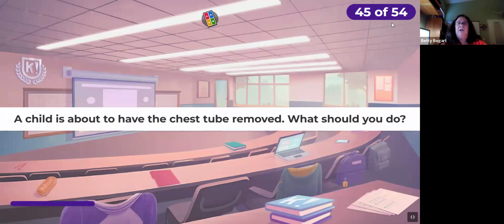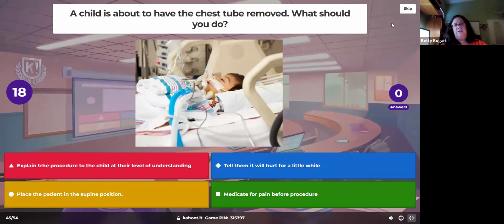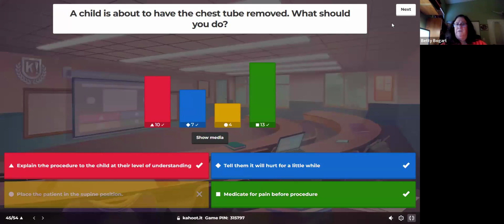A multi. A child's about to have a chest tube removed. What should you do? Nursing care. Kid needs chest tube removed. Get ready. So, with children, explain it to them so they can understand it. Remember, they need to sit up. Laying down, that hurts. It's like pulling it straight out. Sit up, it feels better. Because remember, they're pulling it right out of the chest and the lungs to keep them open.